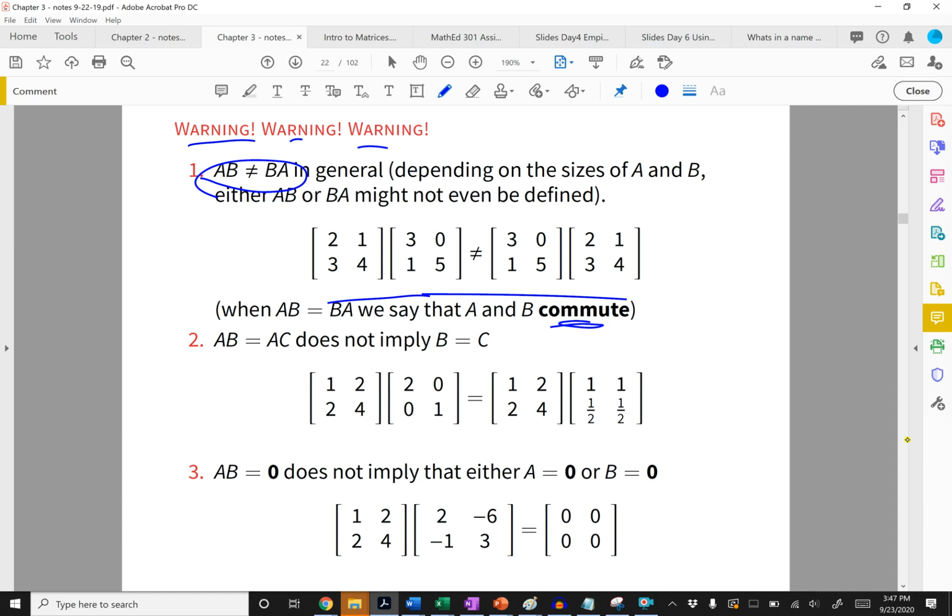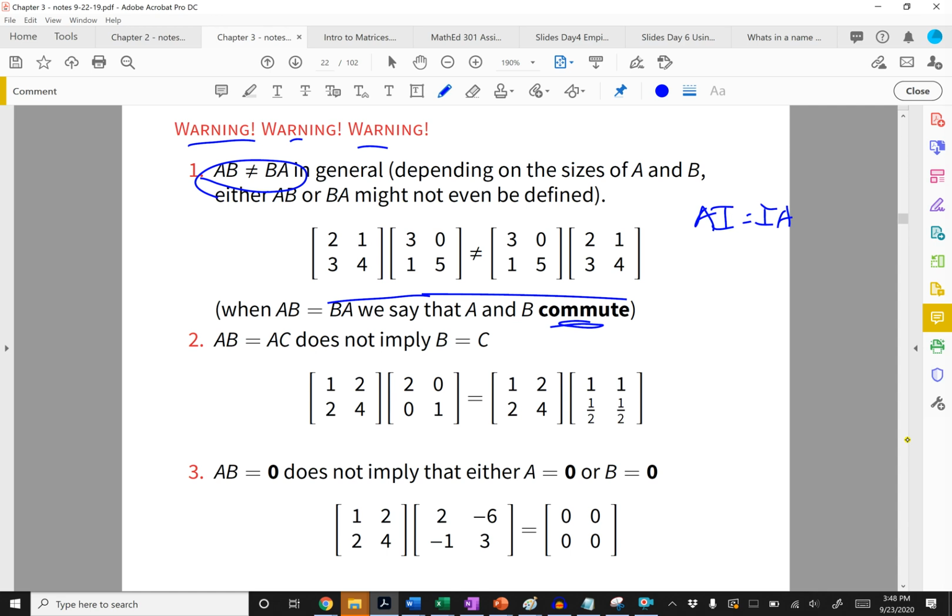The identity matrix will commute if it's the right size. If A is a square matrix, then A times I is equal to I times A. So the identity matrix commutes for square matrices, and some other non-identity matrices will, but it's not necessarily true in general.